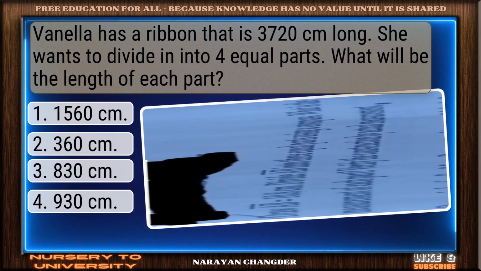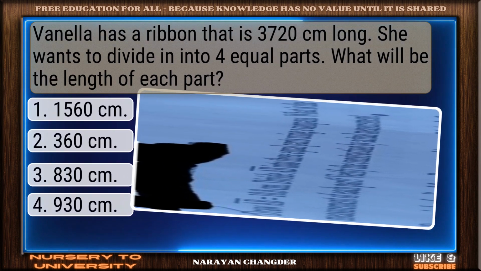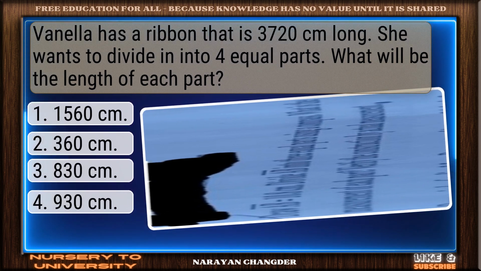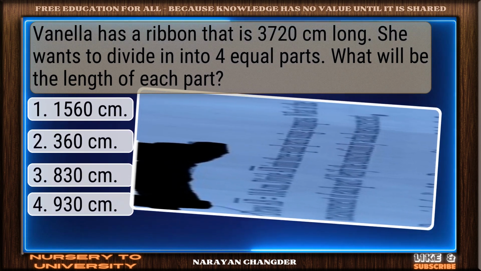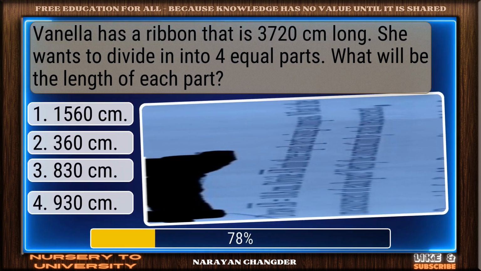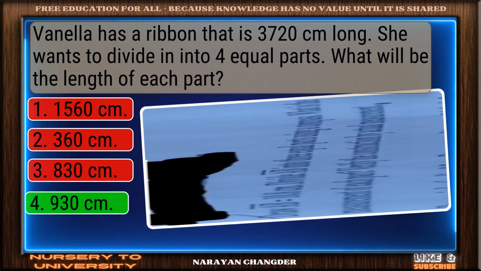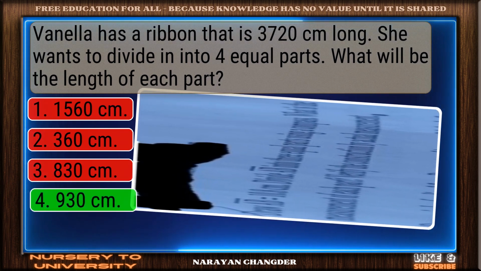Vanilla has a ribbon that is 3720 cm long. She wants to divide it into 4 equal parts. What will be the length of each part? Sharp thinking. 930 cm is the right choice.